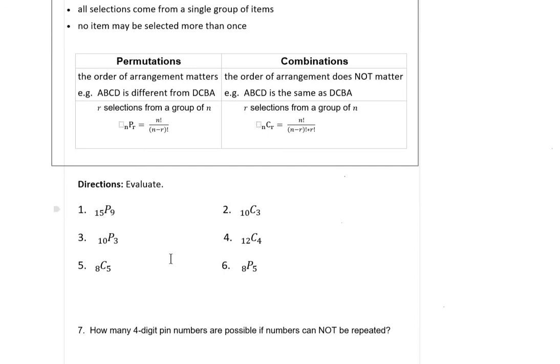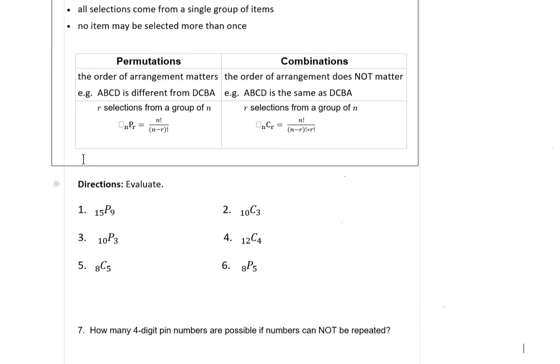One thing that all calculators are going to have in common is that this first number here represents how many different items you're choosing from, and that second number is how many items you're choosing. So in this problem, I have 15 different items that I'm choosing from, and I'm going to select 9 of them. And with a permutation, the order matters.